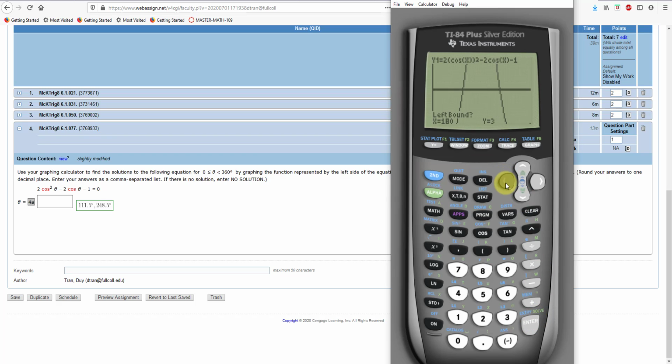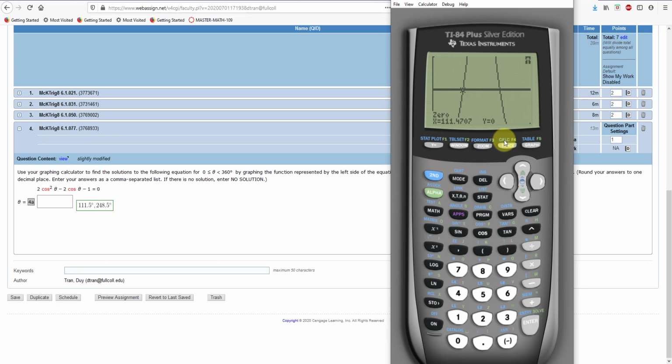Okay, so my left bound, first thing is I want to move my cursor all the way to the left of this point, and I hit enter. And then now I move the cursor to the right side of this value. So now I'm guessing the value between the left and the right interval. So it should give me this value right here, and that is going to be 111.5 if you round 4 to 5. So 111.5 degrees.